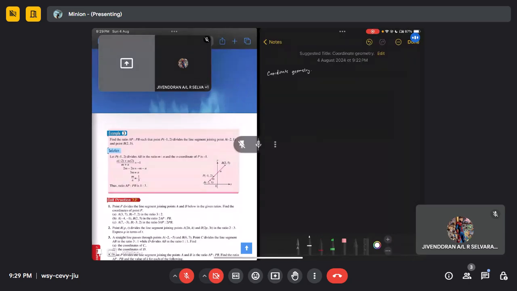So point P divides the line segment joining points A and B below in the given ratios. Find the coordinates of P. So for question 1, we have ratio A 3:7, ratio B, and ratio C. Sorry, only two ratios. Sorry, got it. And the ratio is 3:2. What I will do as the first step is write down the formula. No matter if you know it or it is given, just write it down.